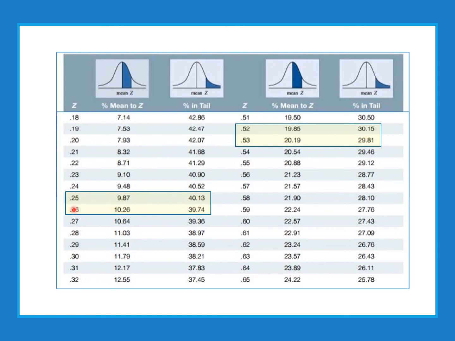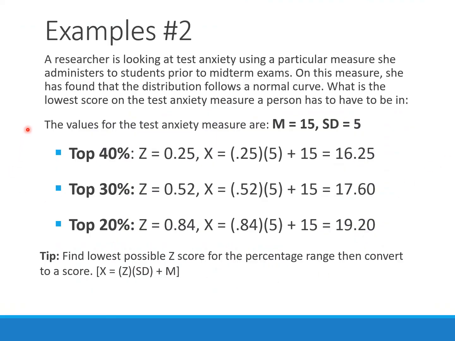Okay, so 0.25 for the 40, and then for 30 we have 29.81, that's 0.19 away from 30, and 30.15 is 0.15 away from 30, so we'll use the 0.52 z-score for the 30%. Notice we are still looking in the percent in tail column. Okay, so in our example, the values for the test anxiety measure are the mean is 15, the standard deviation is 5. So for 40%, the z-score was 0.25. For 30%, the z-score was 0.52. And I did find that the 20% z-score was 0.84.